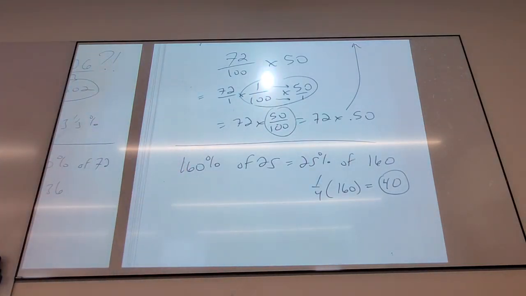I'm not saying you have to do what I just did in your head. I'm saying that's a way to see, does this answer make sense? What would 200% of 25 be? You could do it. 100% of 25 is 25. What's 200% of 25? 50. Yes? Okay, so 160 should be between 25 and 50. 40 makes sense.